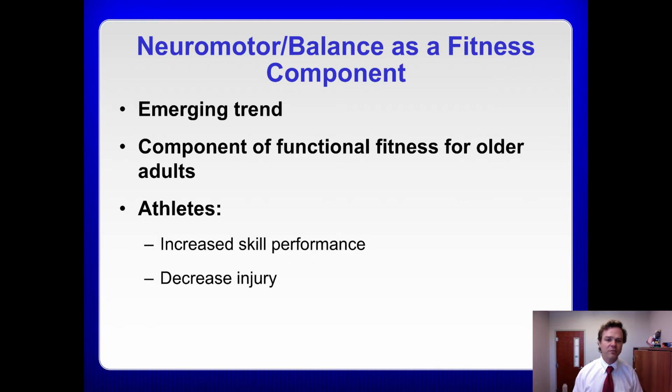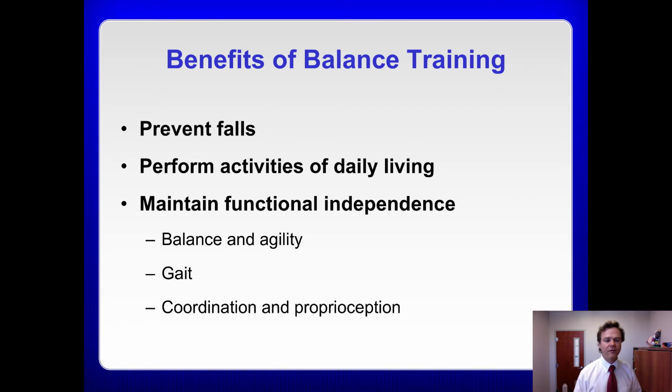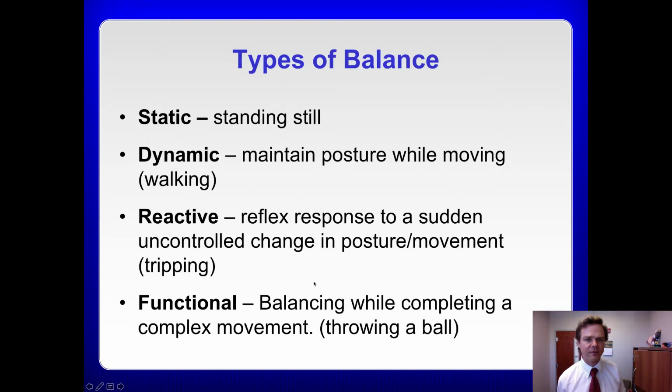From an athletic performance perspective, we want to increase skill as well as decrease the risk of injury. For the older individual, we're looking at preventing falls, performing activities of daily living, and maintaining functional independence. Being able to walk is the gait, balance and agility. So if you step off a curb or somebody nudges you, are you going to fall, or are you going to catch yourself? And then coordination and proprioception. All three of those are pretty much going to go together.